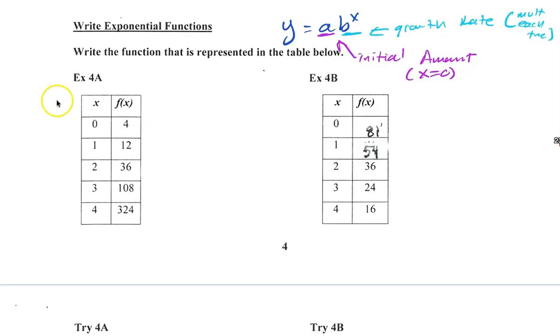Okay, so let's go to our first one here. Our initial amount, right there, that's my A. My A is 4. Now we want to find the growth rate. So what are we multiplying by each time? 4 to 12, 12 to 36. If you're not sure, B always equals the second term over the first term: 12 over 4, or 36 over 12, or 108 over 36. It's always the next term over the previous term. So in this case, I get 3. We're multiplying by 3 each time.